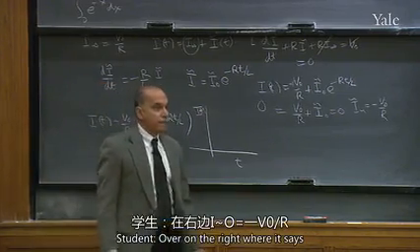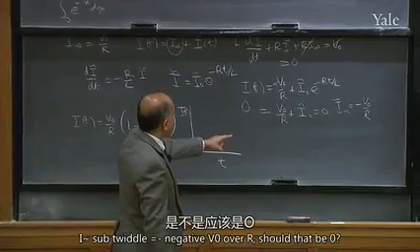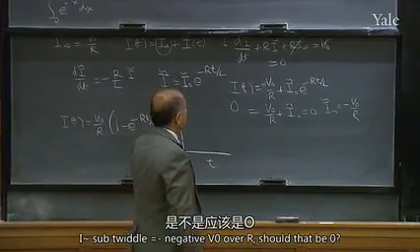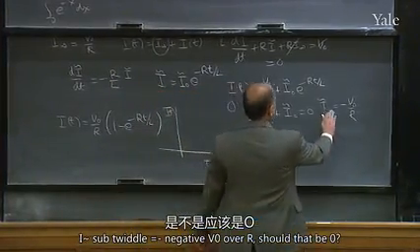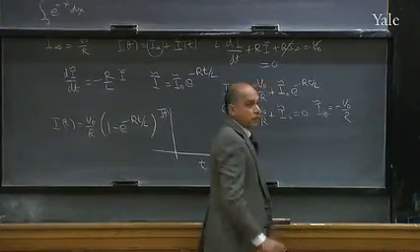Yes? Over on the right, where it says I twiddle 0 equals negative V0... Should that be like 0? This one? Yeah. Yeah, right.